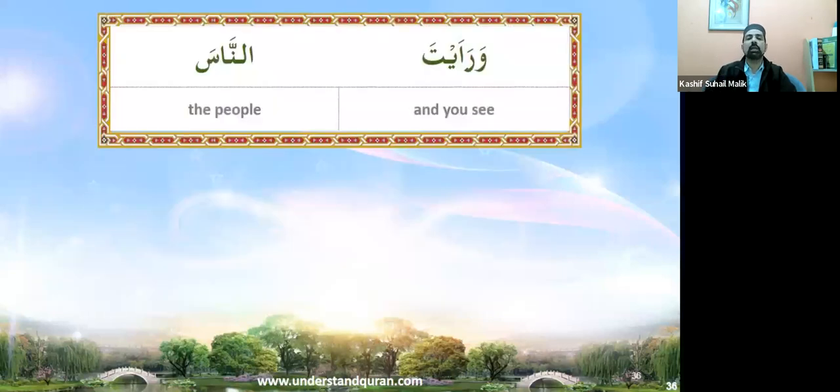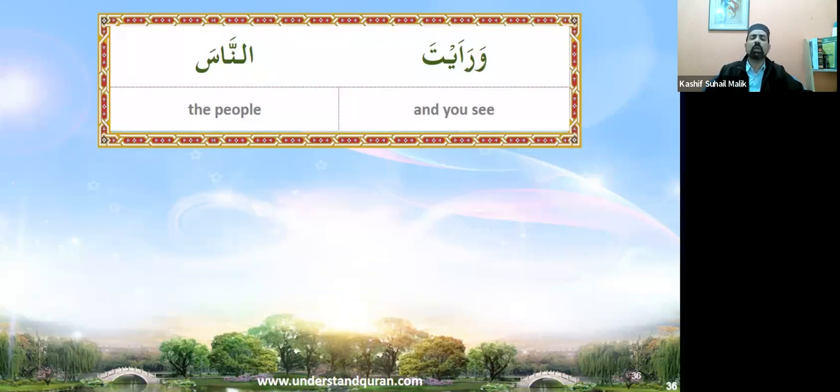Wara'aita an-nasa. Why is it a separate word? Ra'aita. Ra'aita is a mazi form, the way you say Fataha, Fatahu, Fatahta. You say Nasarta. You say Anta. So it is the mazi form. Darabta, Samita, so Ra'aita. And it should be "you saw."